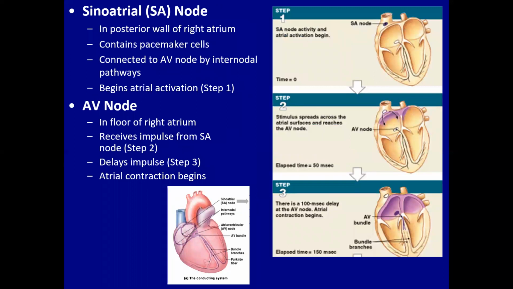Right, SA node, posterior wall of the right atrium. I think you can see it has something called pacemaker cells in there. There's something called the internodal pathway that connects to the AV node, and this begins atrial activation. The AV node is in the floor of the right atrium. Yes, it's called the AV node, but it's in the floor, and it receives the impulse from the SA node. It delays it a bit, and then atrial contraction is going to begin.